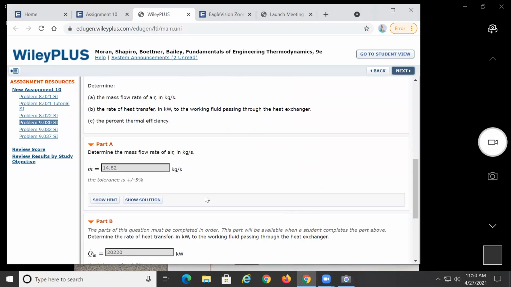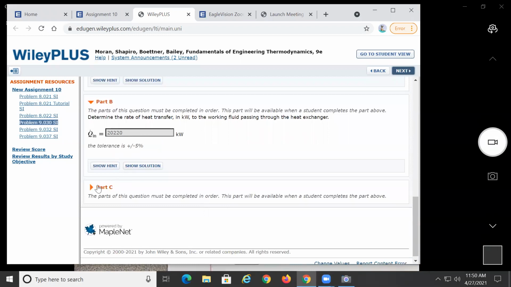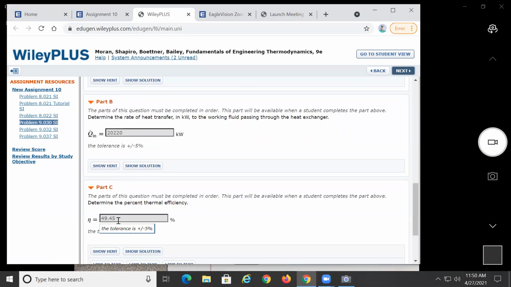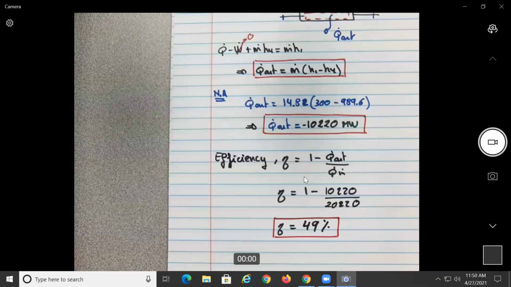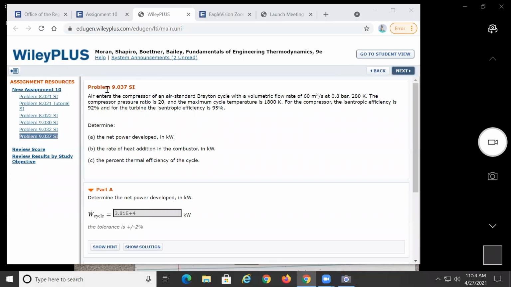So again, on this one, Q in, part C, 49.45. 49.46. Okay. I mean, the procedure is here, no? The calculations. Don't do too many round offs and just give whatever is the result, because the software is picky with the rounded off. Okay, so next we're going to look at the 9.037 out of the last assignment.